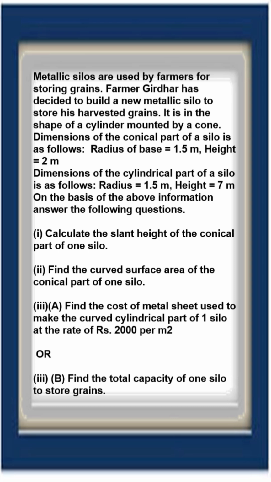On the basis of the above information, answer the following questions. Calculate the slant height of the conical part of one silo. This is the first question. The second question is find the curved surface area of the conical part of one silo. The third question has two internal choices. The first among these is find the cost of metal sheet used to make the curved cylindrical part of one silo at the rate of rupees 2000 per meter square. Or the second choice is find the total capacity of one silo to store grains.